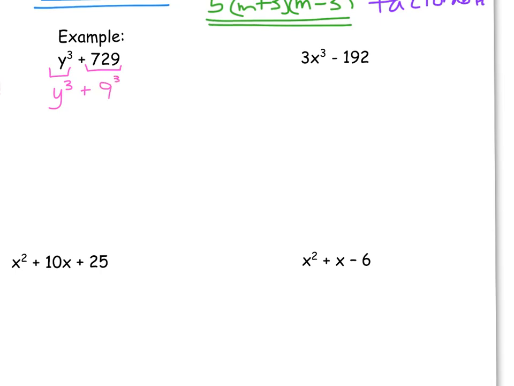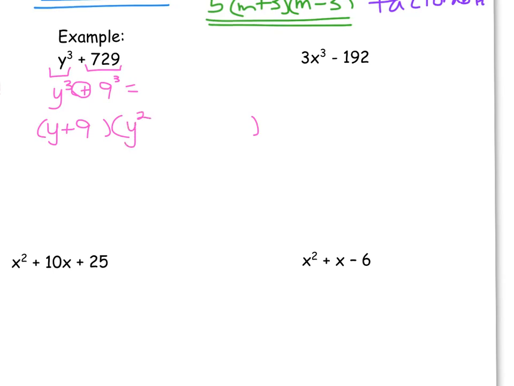Thinking of the u cubed plus v cubed template, we know to factor this, we're going to have a little parenthesis and a big parenthesis. That's always the case. Since it's addition right away, it will be addition in that first parenthesis, just like that. Then we take the first term y and we square it. It becomes y squared.